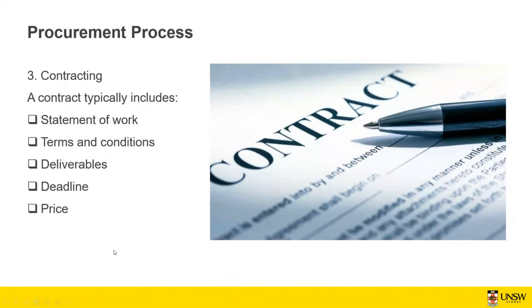And after you get your vendor, you start the contract, and the contract typically includes the statement of work, what needs to be included, like the scope of jobs, and terms and conditions. For example, if something happens, what are the legal terms, and also what is going to be delivered at the end of this contract, what the deadline is, and the price of the contract that you're going to pay the vendor after delivering the objectives.